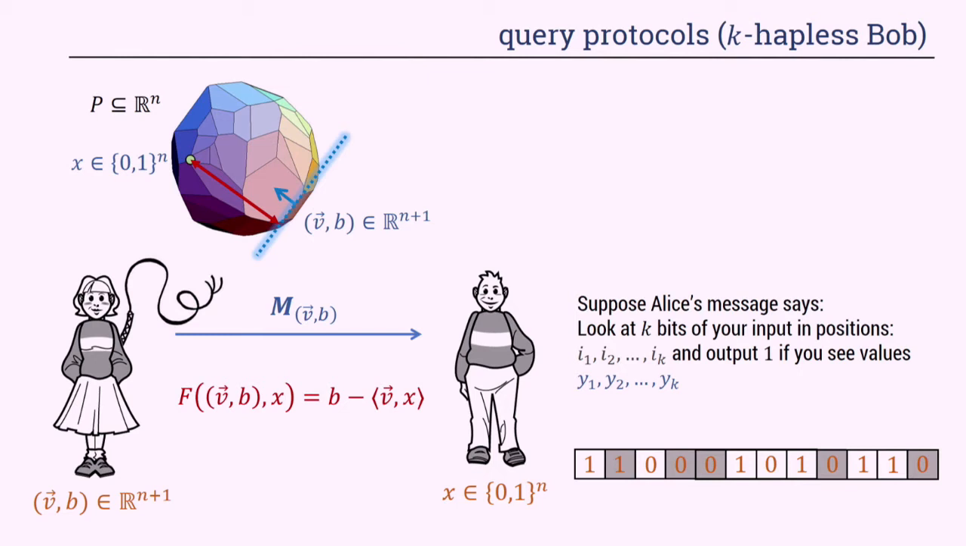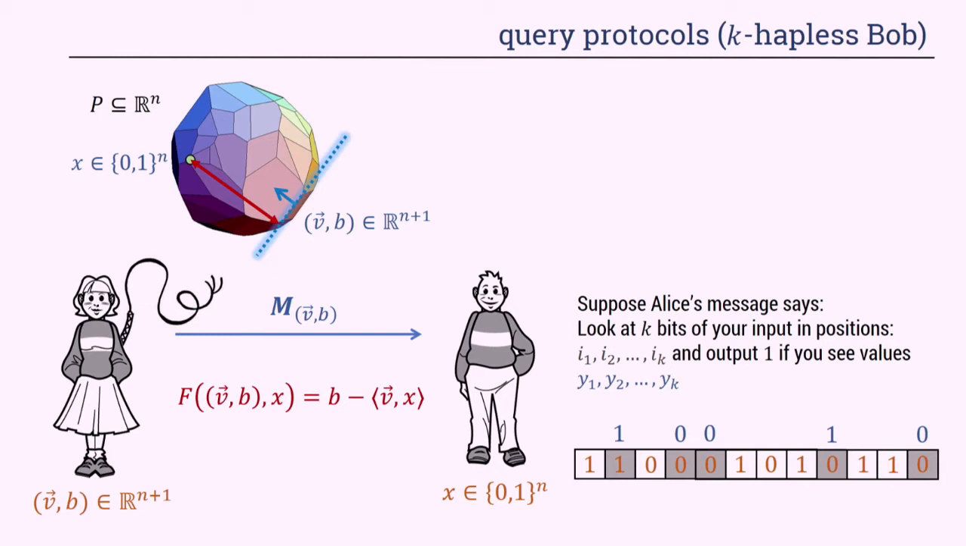I'm going to specify k bits, and here are the values I want them to have. What you should do is look at your input in exactly those k bits. If they match those values, output a 1, and otherwise output a 0. That's what I mean by a k-hapless Bob protocol. Alice just tells Bob exactly what to do, and then he follows it and outputs 0 or 1 based on whether Alice's guess for those bits was correct or not.